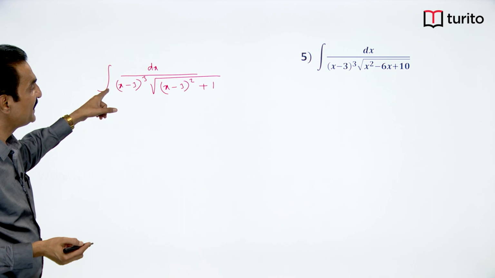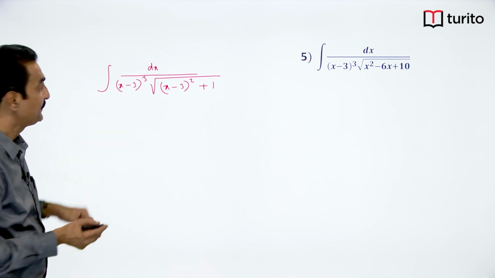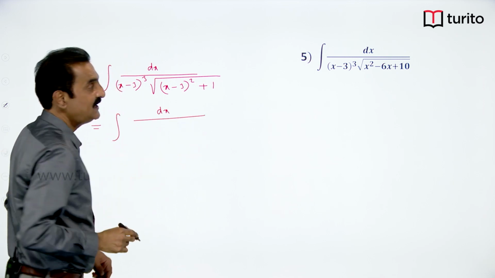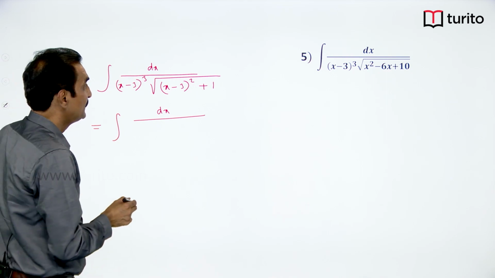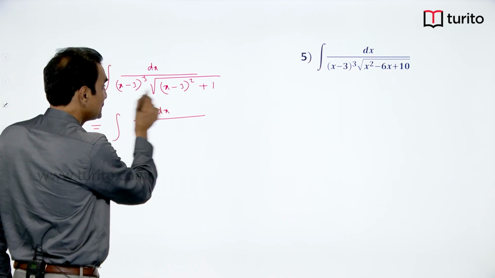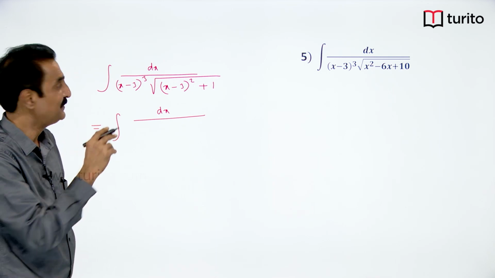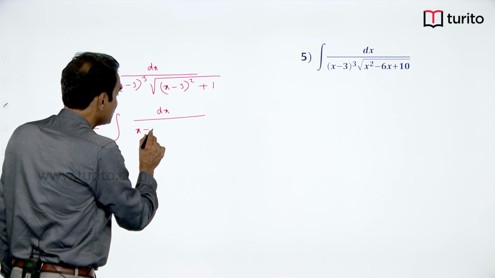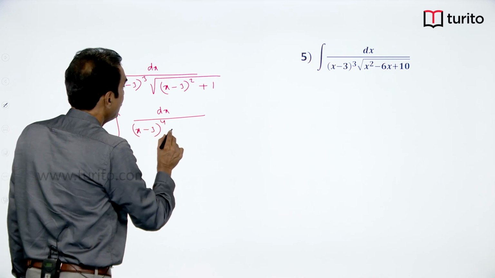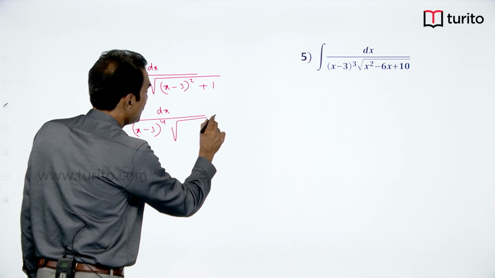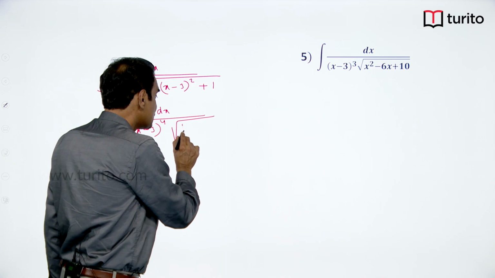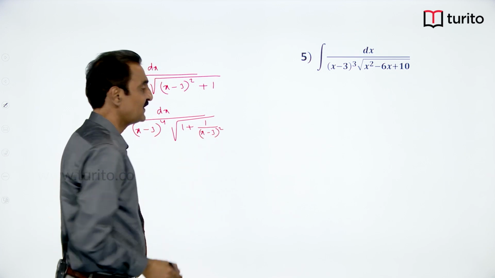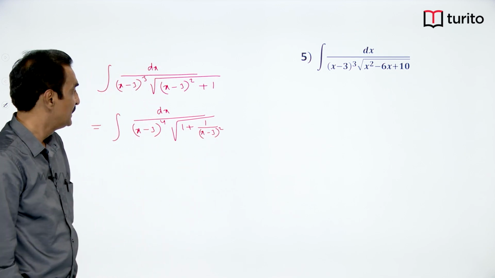If you take out (x minus 3) whole square from the square root, it becomes dx by... if (x minus 3) whole square comes out, it becomes x minus 3 because of the square root. x minus 3 into (x minus 3) whole cube is (x minus 3) whole power 4, into square root of 1 plus 1 by (x minus 3) whole square. Okay.